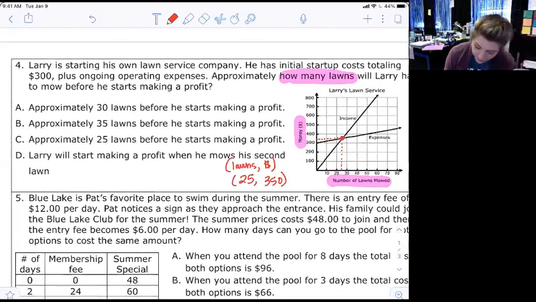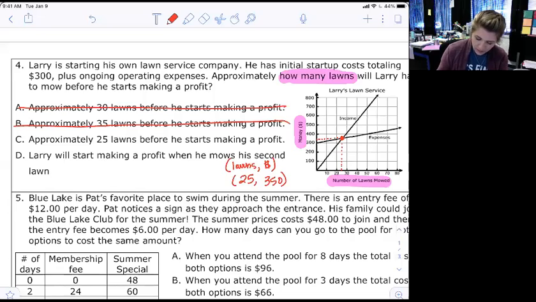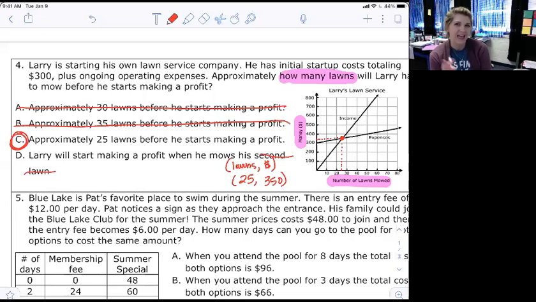So if we're talking about our lawns and the number of lawns, well, then we don't need our 30 and we don't need 35. And we know he's not going to make a profit on the second lawn he mows. So it has to be our 25 lawns. That's how many lawns he has to mow before he can start making profit. So if he mows 26 lawns, then he's going to make a profit. So that's why we don't choose our 30, because he just needs 25 lawns to make that profit.